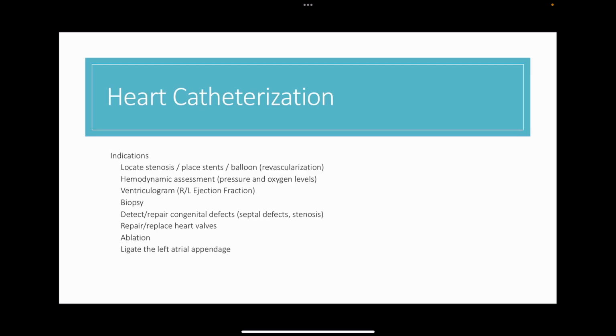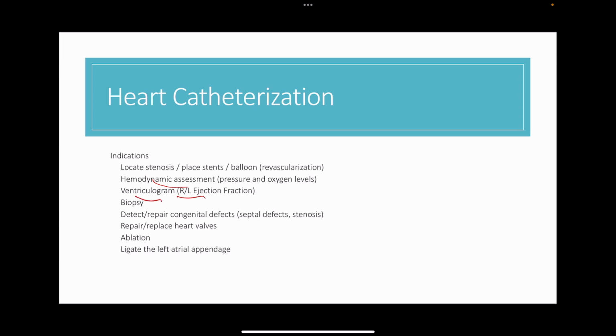So indications for revascularization, where is the stenosis? Where is the blockage occurring? We inject the contrast dye, and we look under the camera, and you see all the vessels. How is their hemodynamic response? How is their pressure, oxygen levels? With this cardiac catheterization, we can detect pressures inside the heart. They have pressure sensors in there as well.